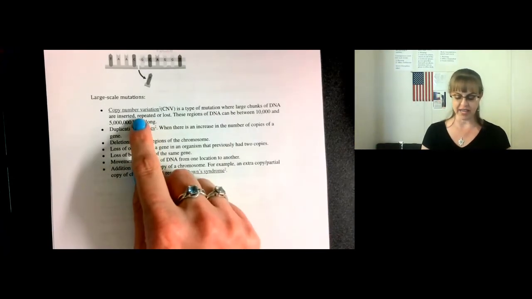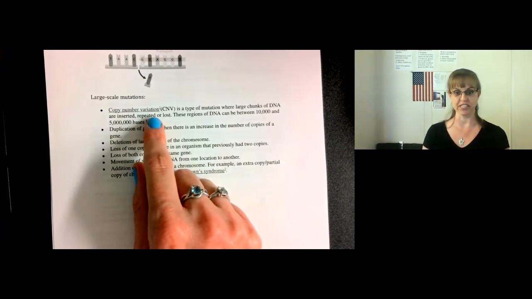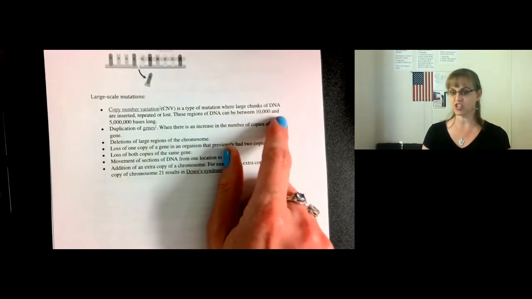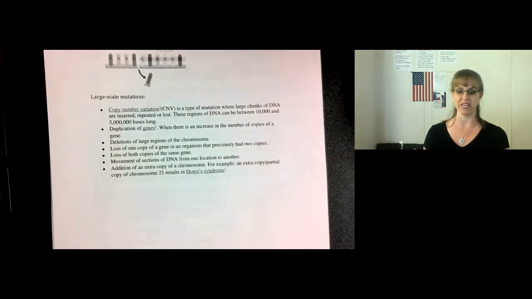One is called a copy number variation, or CNV. This is a mutation where large chunks of DNA are inserted, repeated, or lost. These regions of DNA can be between 10,000 and 5 million bases long. That's a lot of mutations. Genes can be duplicated. You can have multiple copies of a gene. Large regions of the chromosome can be deleted.